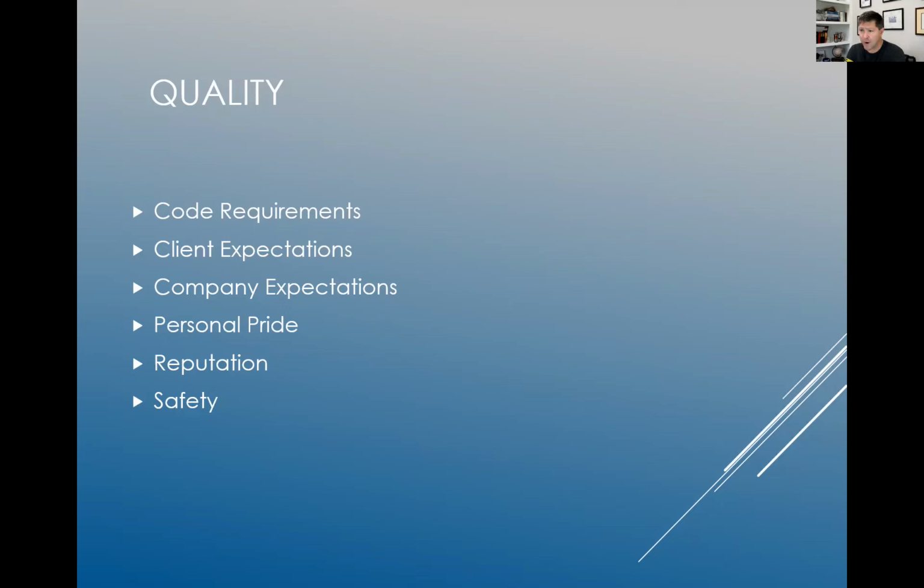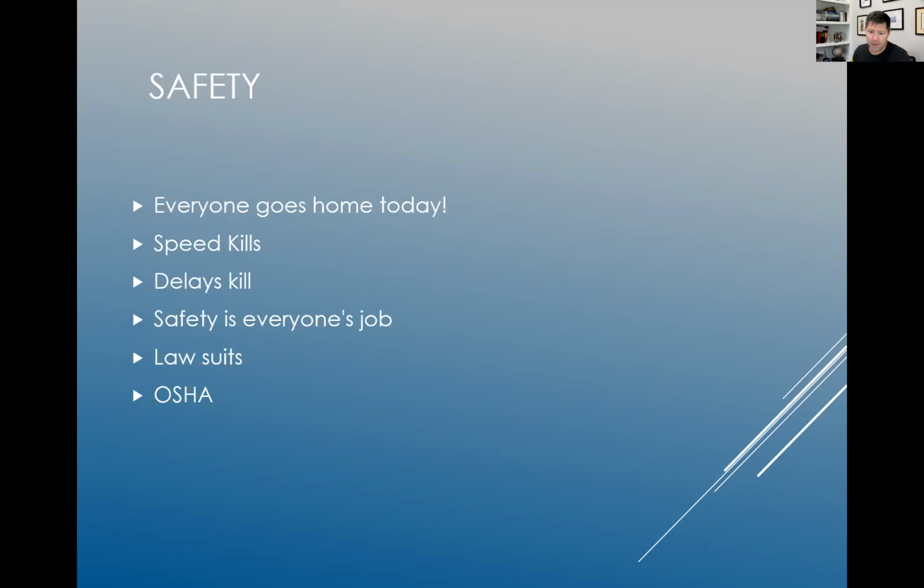You've got personal pride. You want to make sure that you're putting out the best product possible, right? For your own reputation, for your company's reputation, you want to put out a good product. And safety. You want to build a safe product for everyone that uses it. No question about it. Safety on the job site. Your number one goal is that everybody goes home every day. That's it. No fatalities, no major accidents, right?